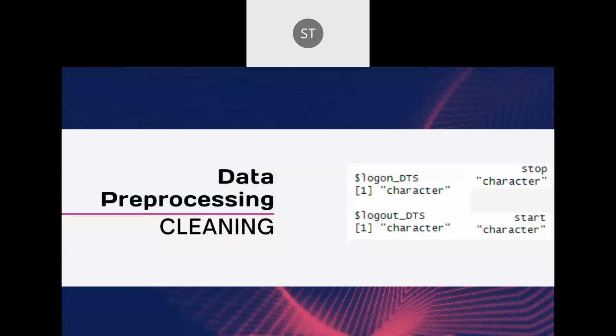After joining those tables, I wanted to check the data types of these particular columns because I figured out that there are four columns, which are logon DTS, stop, start, and logout DTS, which had dates as input values, but the data type was character, as I've written in the code. So I wanted to change them first, and I went ahead and changed the data type.